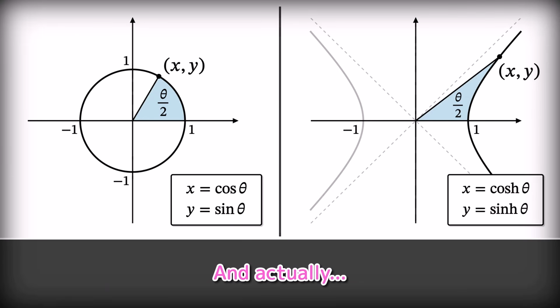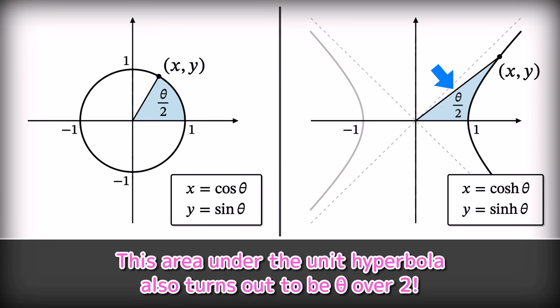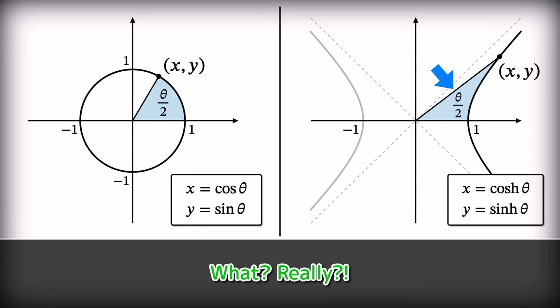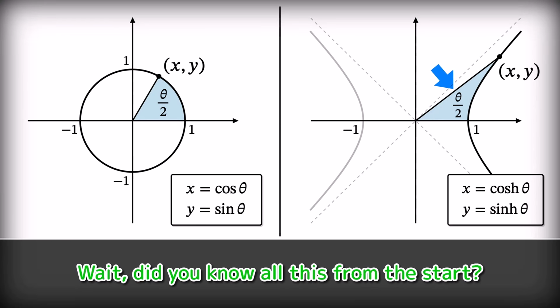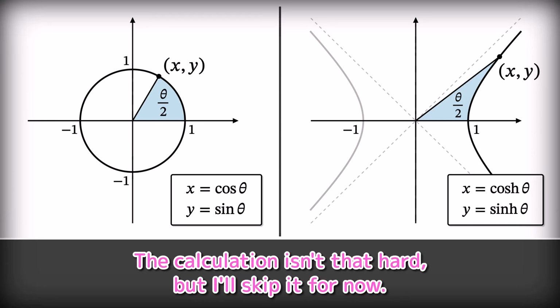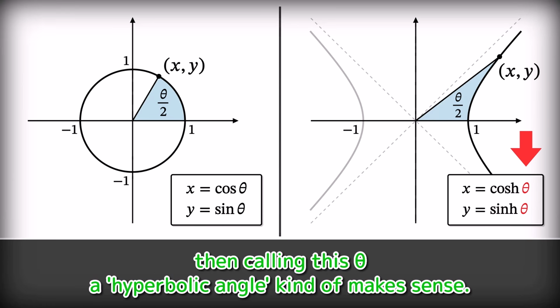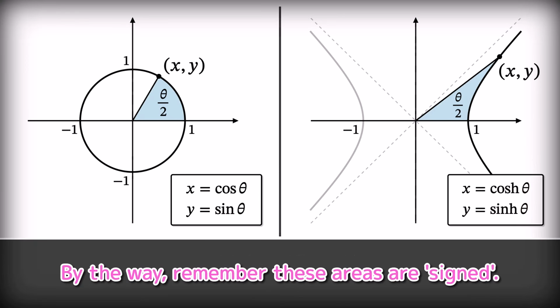And actually, the same idea applies to the hyperbola too. This area under the unit hyperbola also turns out to be theta over 2. What? Really? That's kinda strange. Wait, did you know all this from the start? This can be calculated using definite integration. The calculation isn't that hard, but I'll skip it for now. Oh my. But yeah, if we think of angles as area, then calling this theta a hyperbolic angle kind of makes sense. By the way, remember these areas are signed.